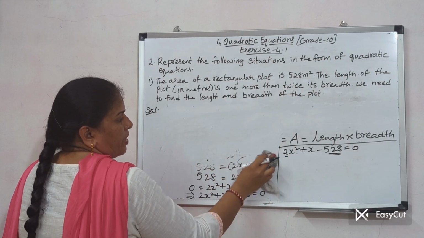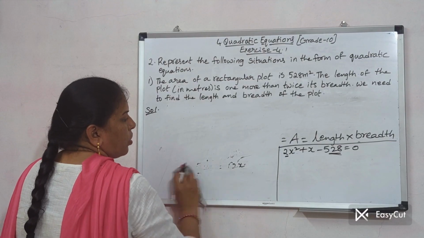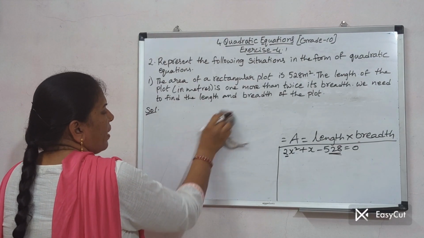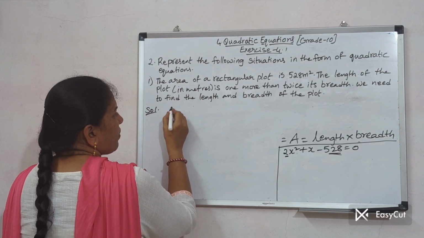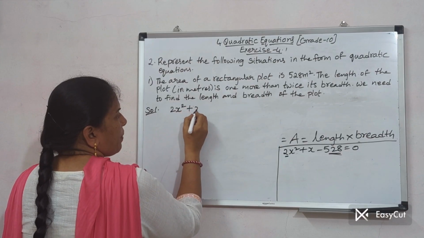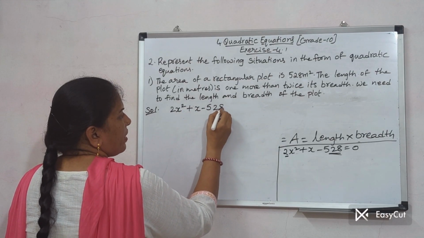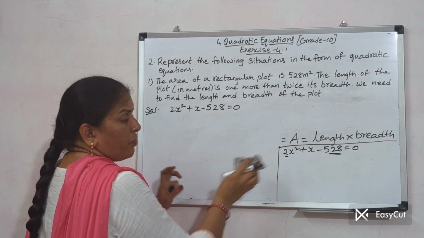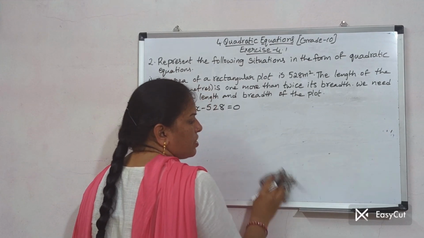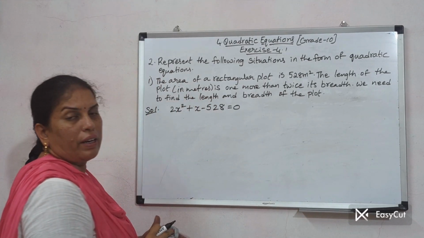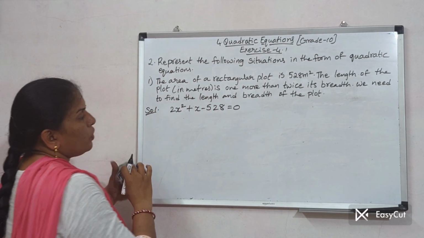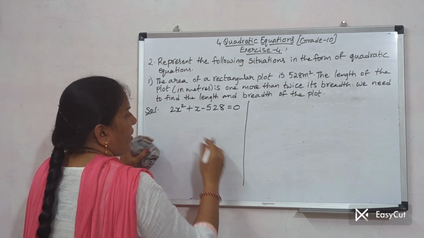Place won't be sufficient. That's why I am writing here. Okay. What is the quadratic equation? 2x square plus x minus 528 equal to 0. This is the quadratic equation which we got. Okay. Now, see. 2x square, what factors we will find out?